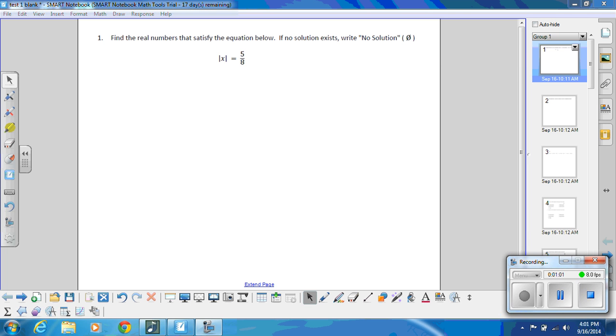This is an absolute value equation. In absolute value equations, the number, the 5/8, represents distance. So because that represents distance, we can look at distance also on a number line. And because of this, our answer could have a negative x or positive x. So if you look at this on a number line, you have two possibilities. X is equal to a positive 5/8, and it's also equal to a negative 5/8.